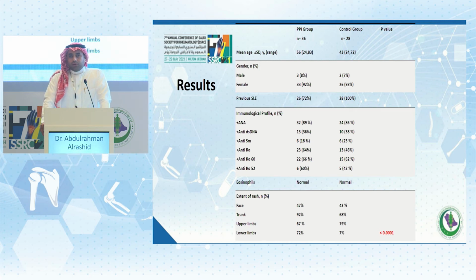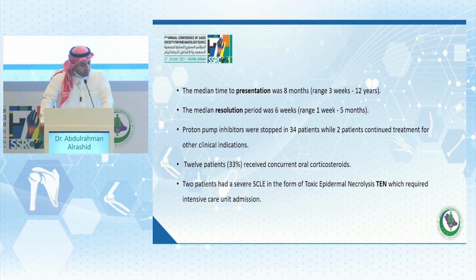In regard to eosinophils, they were normal in both groups, and this supports that this is a real drug-induced disease rather than a true allergic reaction. The extent of the rash is very important, and we found that lower limb involvement could be a pointer toward drug-induced SLE with a significant p-value. The median time to presentation ranges from 3 weeks to 12 years, mainly a few months, with the median around 8 months.